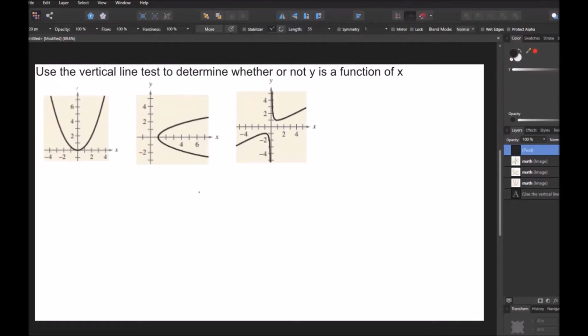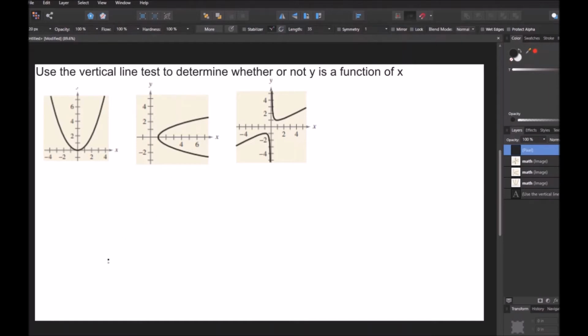Okay, so in this next question, we're asked to use the vertical line test to determine whether or not y is a function of x. And we're given three different graphs here to determine whether or not they're functions. And the important thing to remember here is what the vertical line test is.